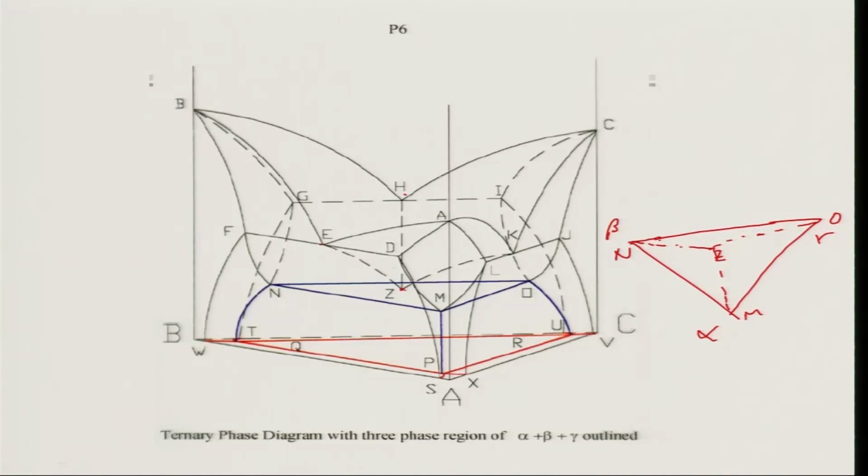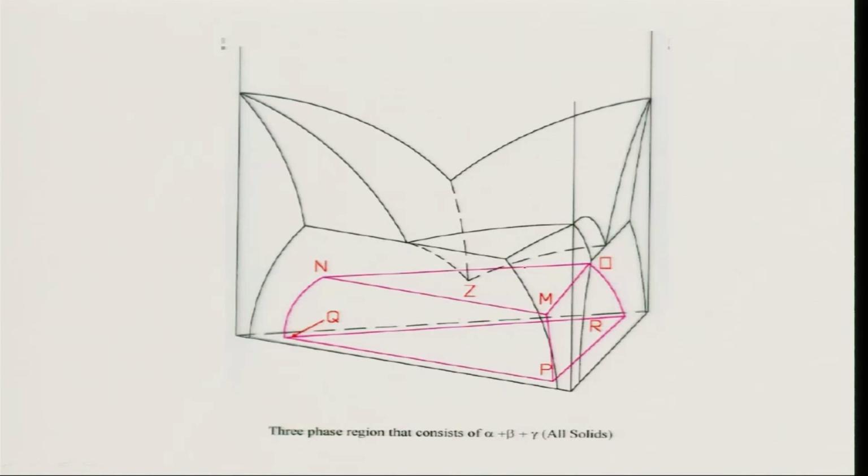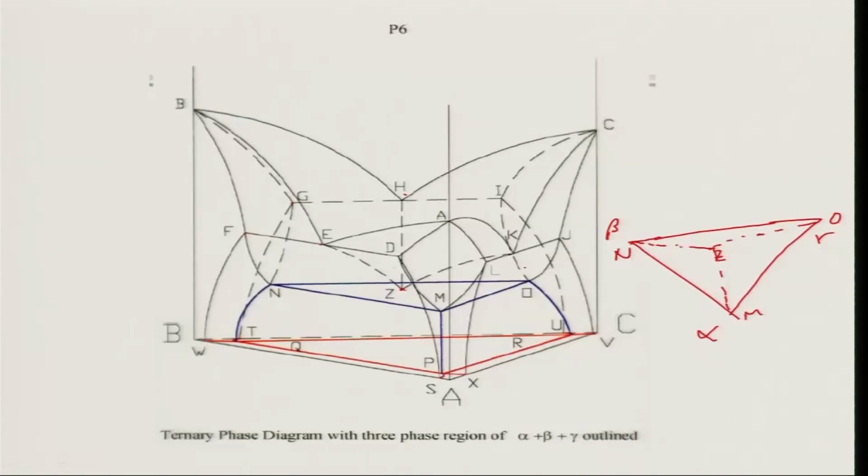How do I get N, M and O? N point is obtained from these 2 ends. This is one binary, this is another binary terminal solution. If you connect it here, M is also similar, O is also similar. Correct. Now, below this surface, in fact, it is already drawn. This is the alpha, beta, gamma surface, alpha plus beta plus gamma, correct, the 3-phase surface.